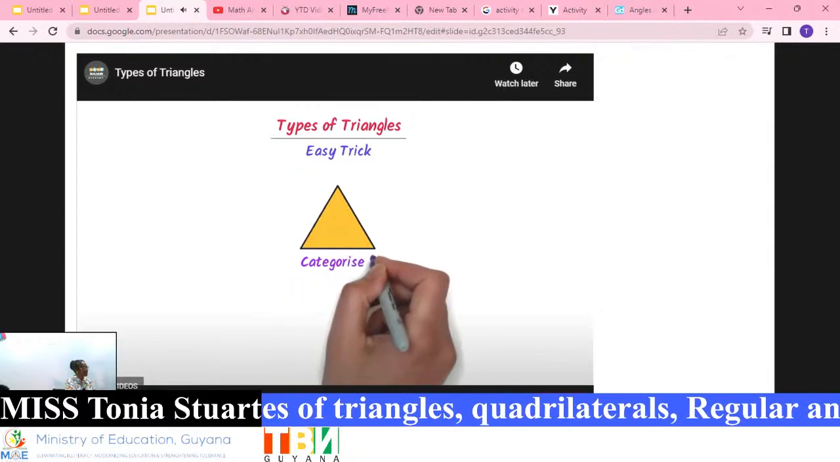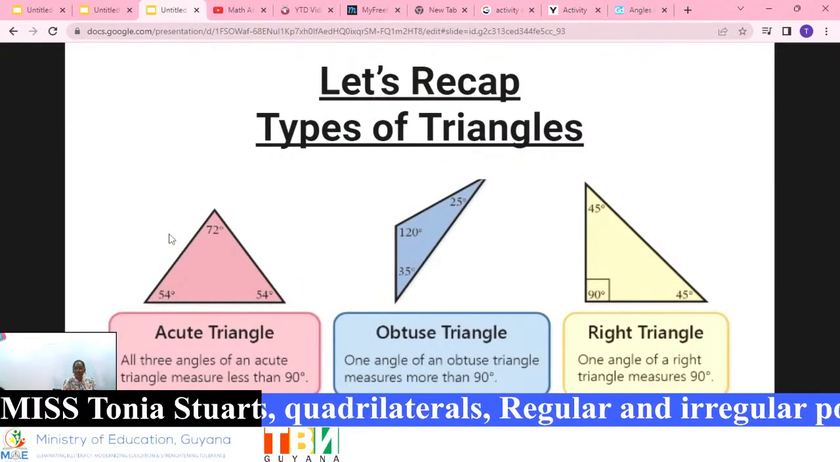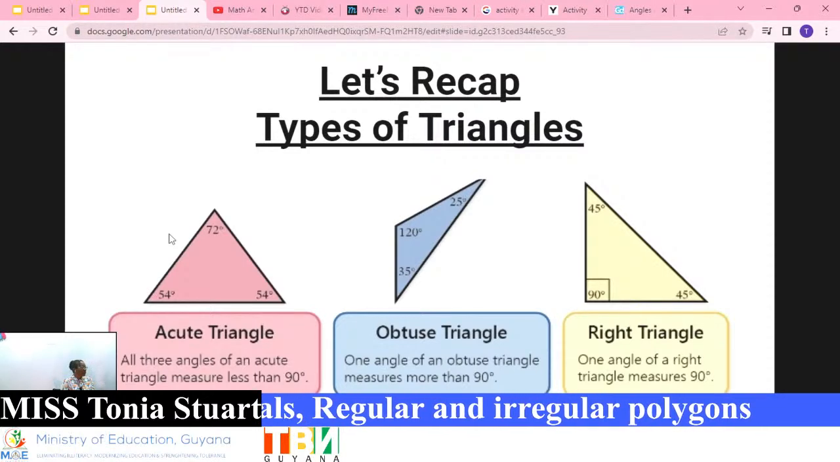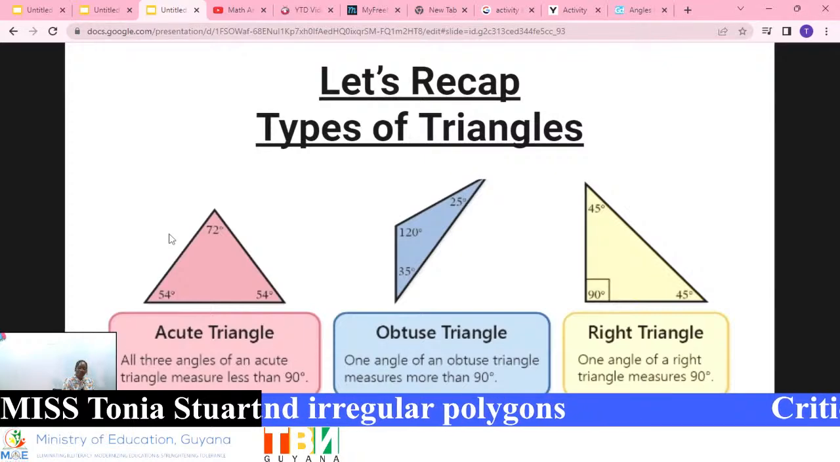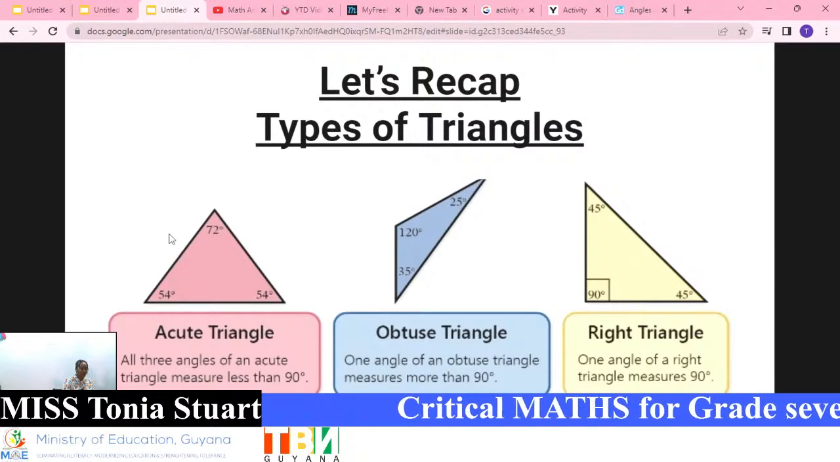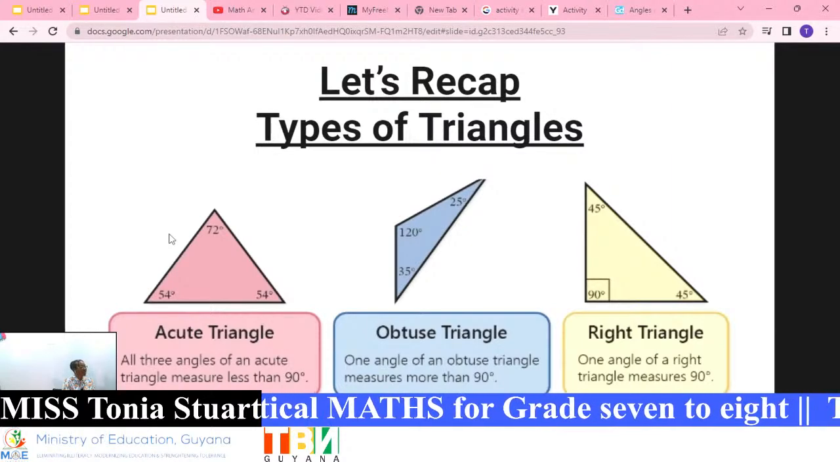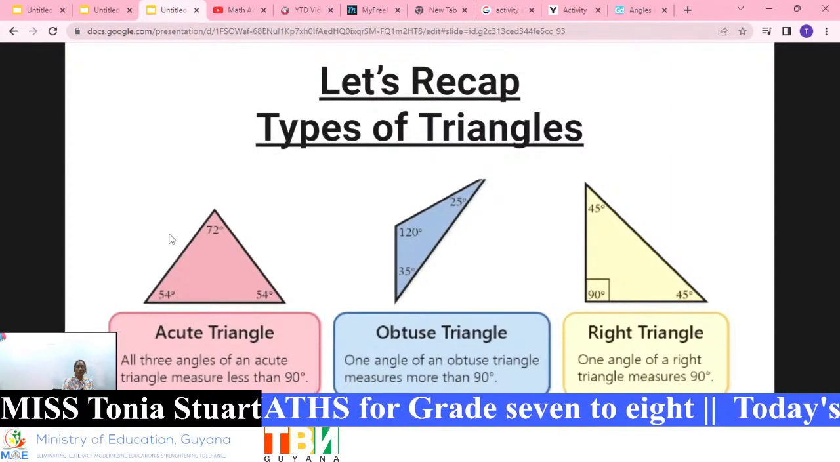I was going to run it back for you, but let's look at it this way. Let's recap. Look at the screen. You would have called all three correctly. We have the acute triangle, the obtuse triangle, and the right triangle, and all of these triangles are based on the angle.